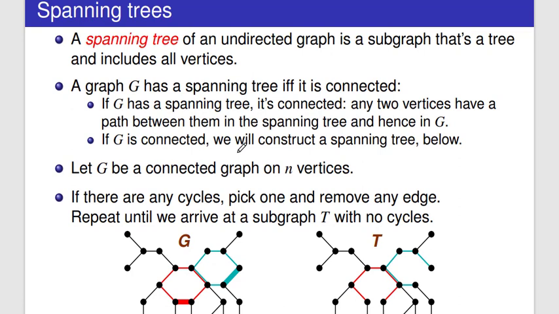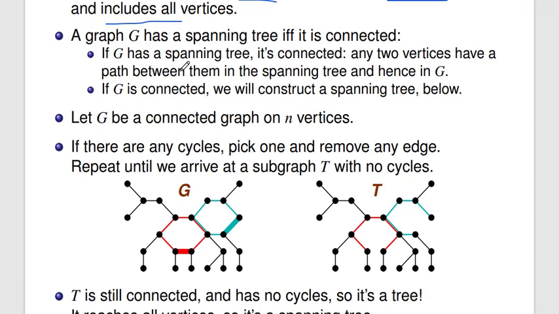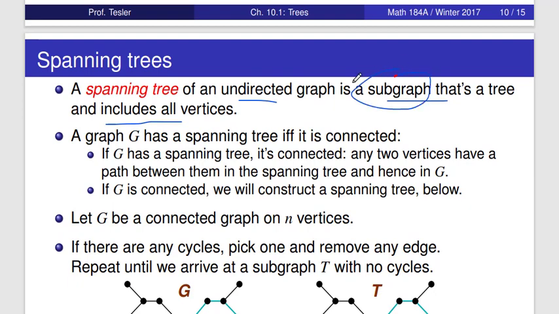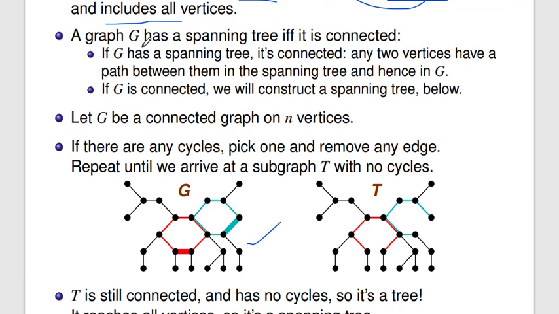Next, spanning trees. A spanning tree of an undirected graph is a subgraph that is a tree and includes all vertices. An undirected graph has a non-empty set of edges and vertices. If we make a subgraph of an undirected graph like this, it is called a spanning tree. A graph G has a spanning tree if it is connected: any two vertices have a path between them in the spanning tree, and hence in G.